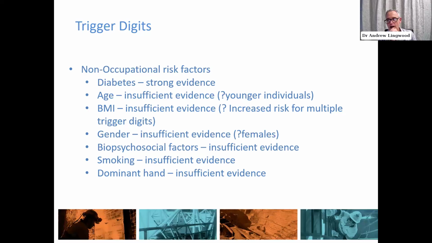These non-occupational, non-activity-based risk factors will very strongly mirror the ones for carpal tunnel syndrome. So conditions like diabetes, other underlying endocrine problems like thyroid disease, or autoimmune inflammatory conditions. Again, there's a bit of evidence for age and sex, but it's not as strong as things like diabetes. Same as the case for smoking there.